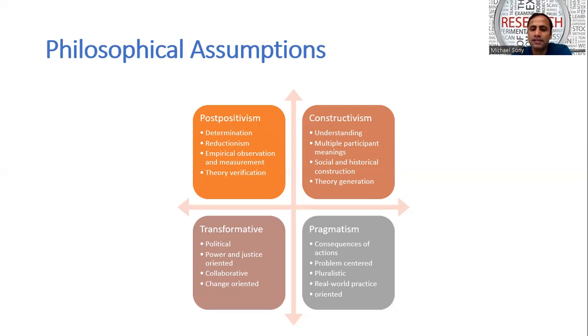The second one is constructivism. Here, the assumption is that knowledge is created by virtue of interactions among individuals. So, knowledge is not totally objective, but rather it is created with interactions, where understanding is generated due to interactions among individuals.